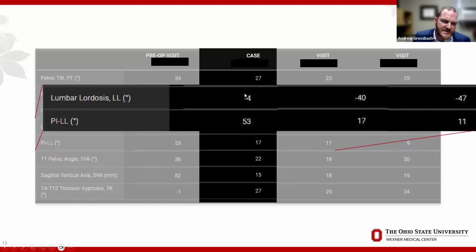So first is a preoperative visit, so she had 4 degrees of lordosis. The next number over, 40, that was our plan. We planned to get her to 40 degrees of lordosis. And then at our first follow-up here, 47 degrees, so a little more than what we planned, but that's okay. And then our PI-LL mismatch took it from 53. 17 was our plan. We actually got it to 11, so pretty close to that goal of 10.